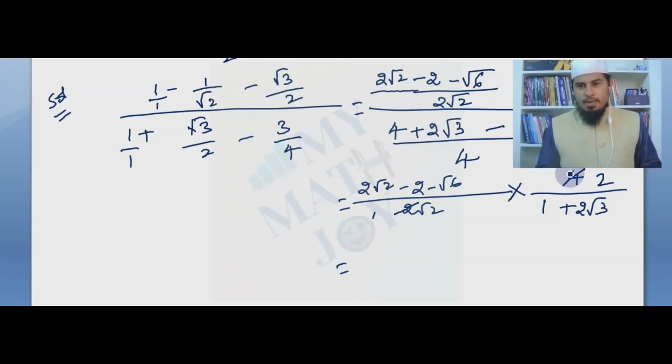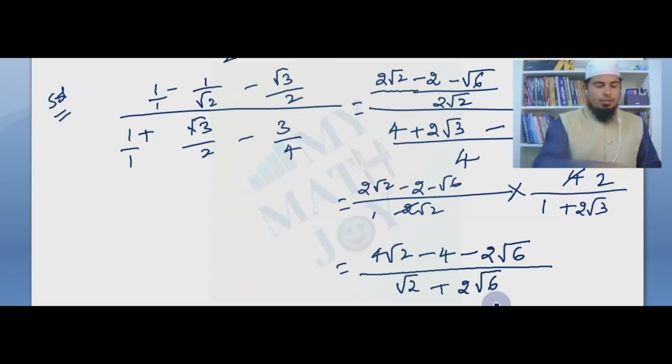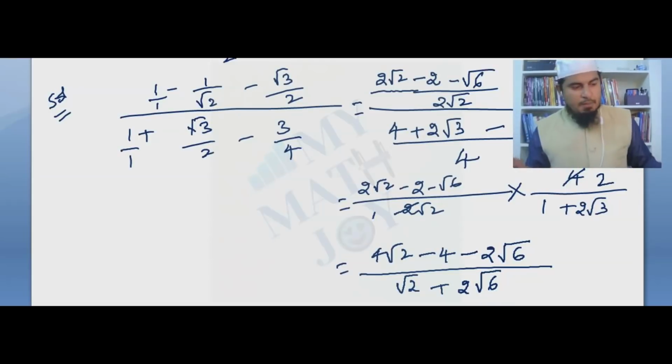This 2 can be multiplied with all the numerator terms, so it will become 4 root 2 minus 4 minus 2 root 6 denominator. This root 2 should be multiplied with this another product. Root 2 times 1 is root 2 plus root 2 times root 3, 2 root 6 it exactly becomes. Now we reached the rationalizing part. The simplification completes, but we don't stop here because the denominator is having an irrational number. So we don't keep denominators irrational. We have to rationalize.